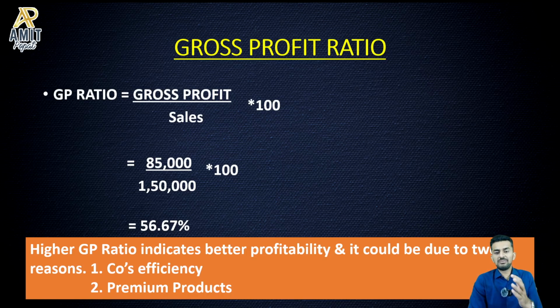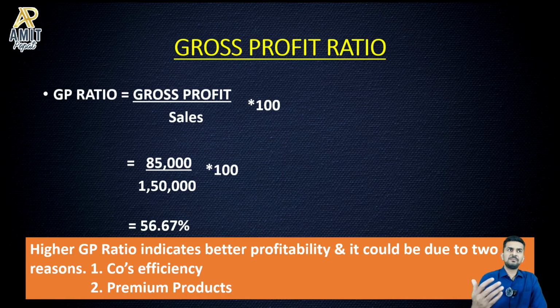If a company has been able to sell its product at a higher sales price, definitely it will have a higher GP. Let's say companies like Apple, they are able to sell the product at premium prices because of the brand that they have created. So naturally, Apple will have a higher GP ratio.